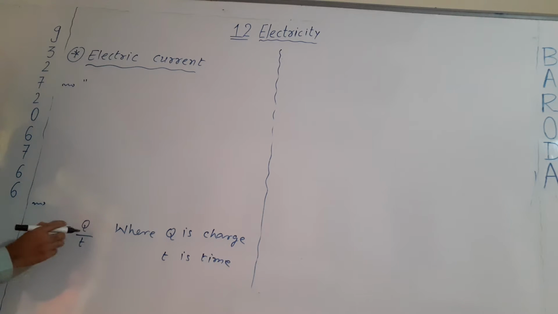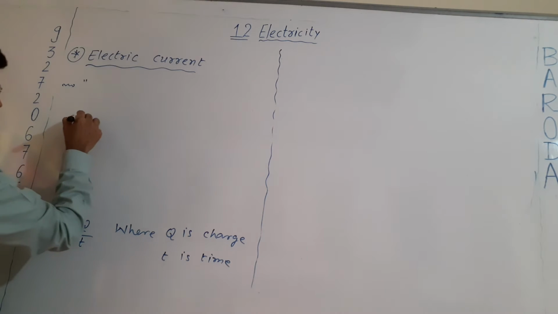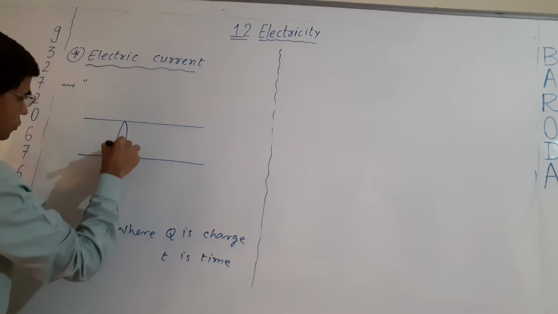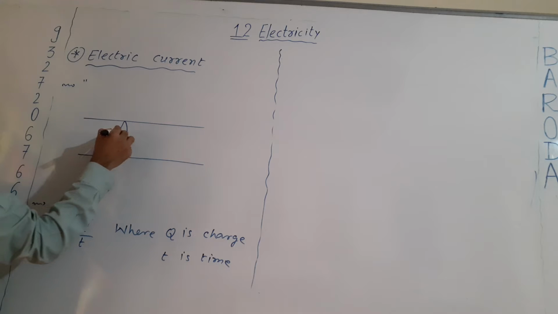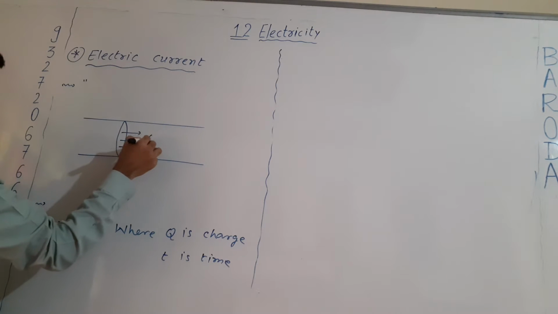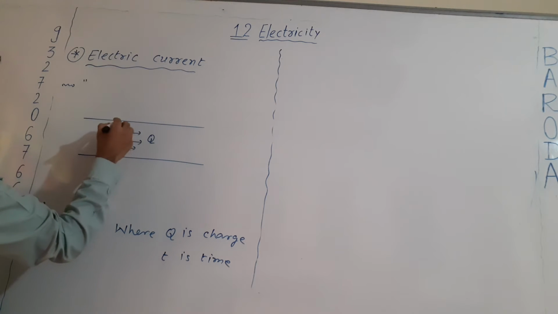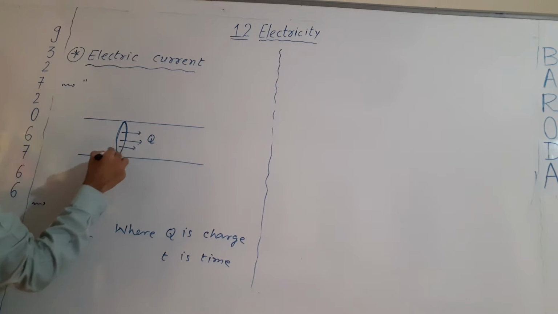Here time is in the denominator, so we will take time as unit. So electric charge flowing through any cross section of a conductor per unit time is called electric current. This is a conductor and this is a cross section of this conductor.